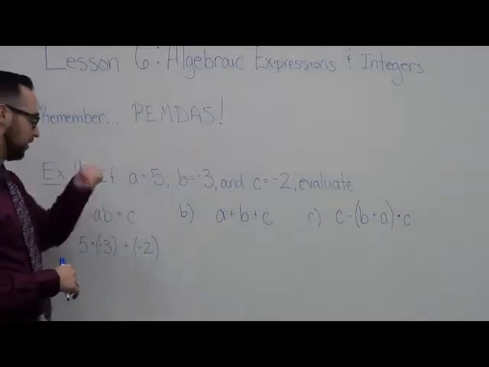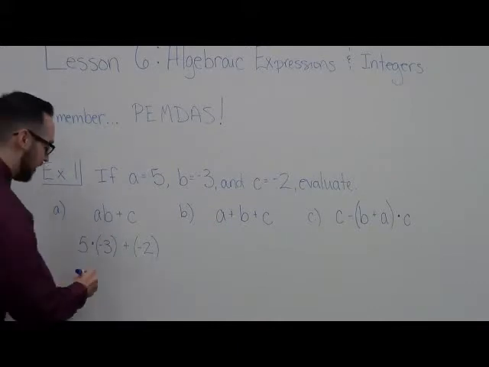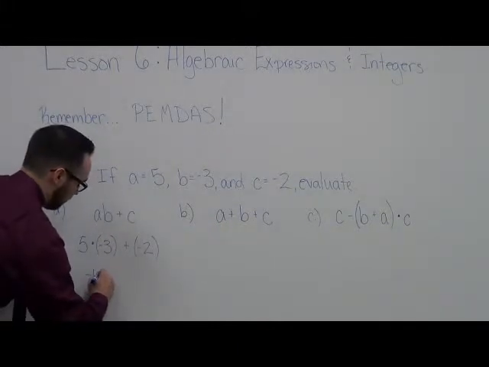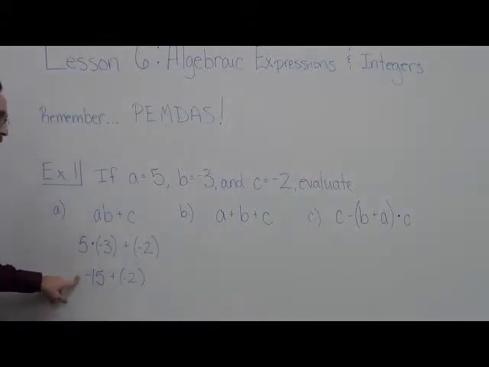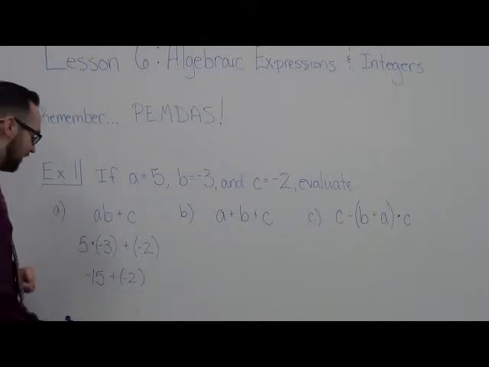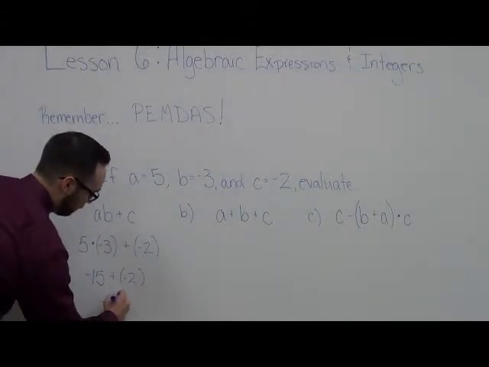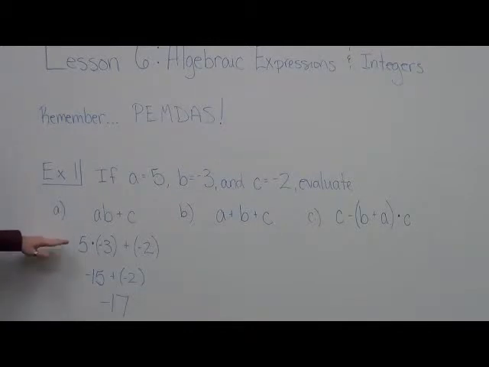And then PEMDAS. So again, multiplication happens first. 5 times -3 is a -15. We have -15 plus a -2. We go back to our addition rules, which says if the signs are the same, we add and keep the sign. So then that would be a -17. So again, following this order of operations, writing every step down, because if you skip steps, that's where the mistakes are going to happen.